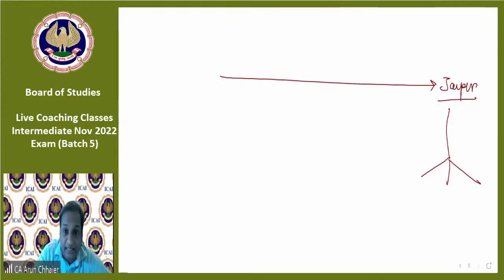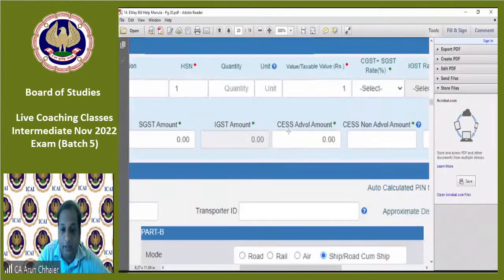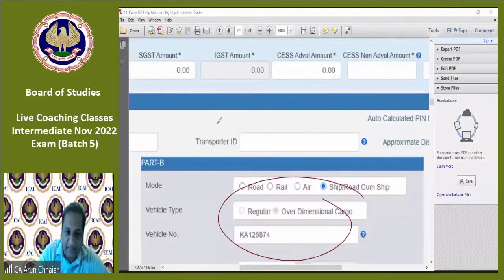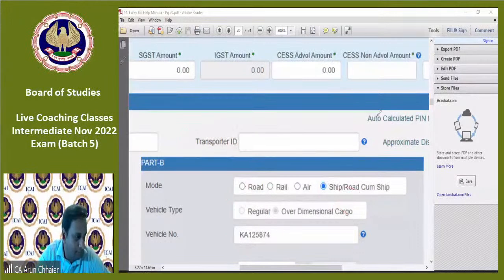If part B is relaxed, I hope it is clear, Mahadev. If part B is relaxed, it does not mean optional, it is not relaxed completely. If part B is relaxed, then this field becomes mandatory. So normally you can see here there is no red star, but it becomes mandatory.